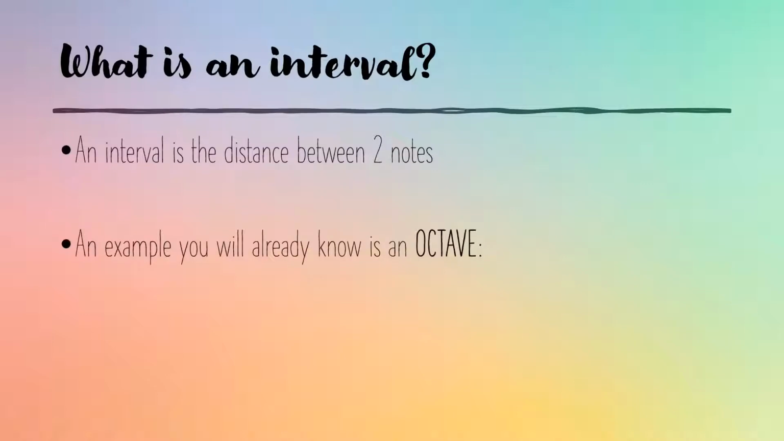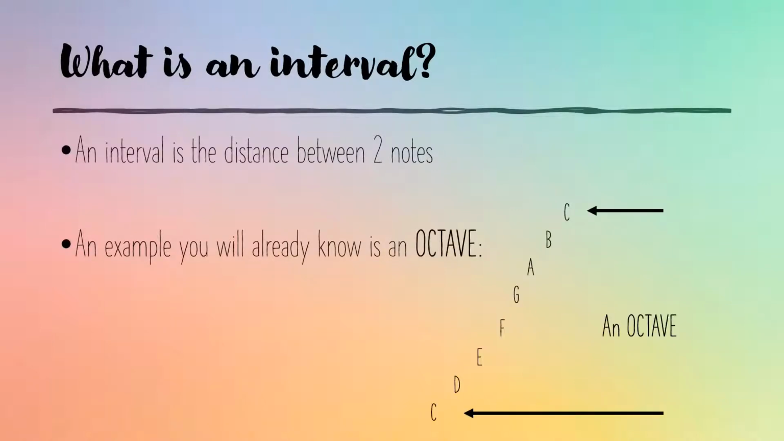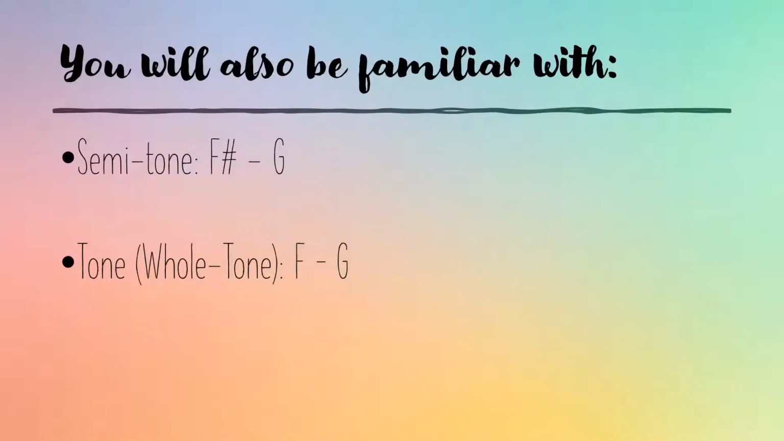Now, an example you'll already know is an octave. So an example would be if you're in the key of, say, C major, you'd look at C and go all the way up to the next C on if you're looking at a keyboard, and that would be an octave. Some other ones you will be familiar with are a semitone. For example, I've got here is F sharp to G, or we could do A flat to A, C to C sharp. So that is just the next note that's closest to it on the keyboard.